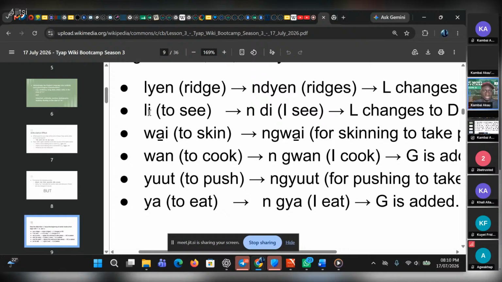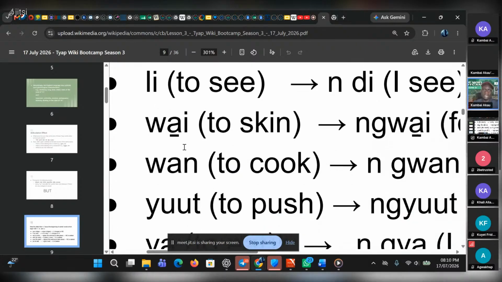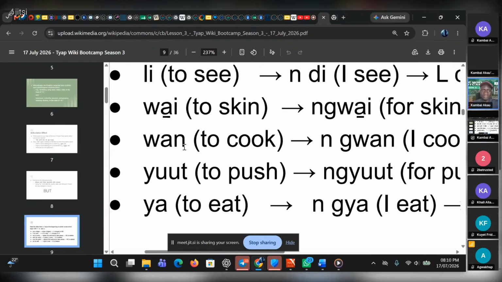So li means to see. Li can also mean dowry. That's what is paid by a man to marry a woman. And then li can also mean one other thing. Right? And then we also have one.